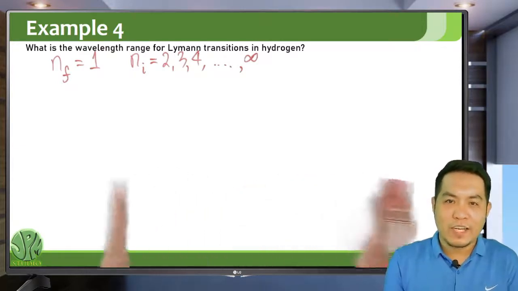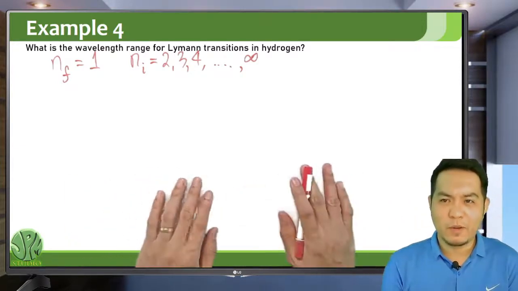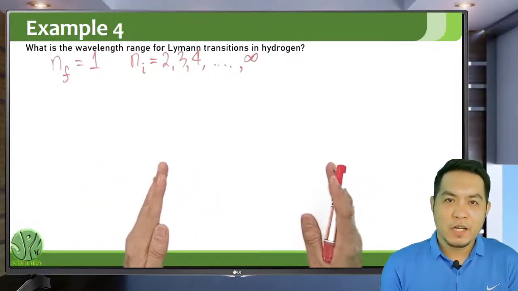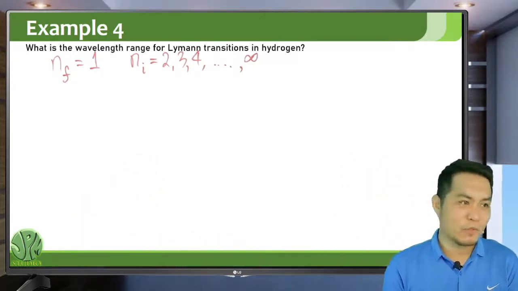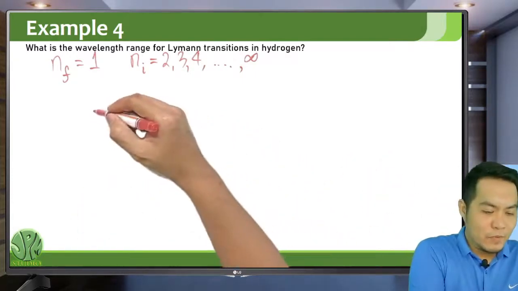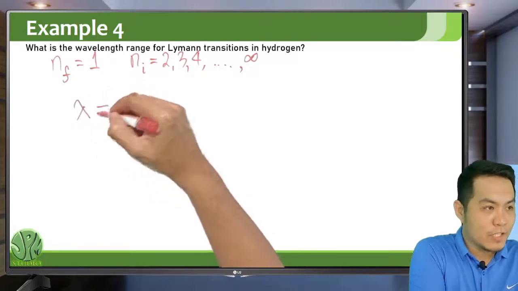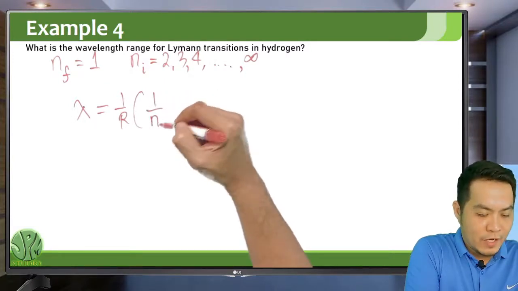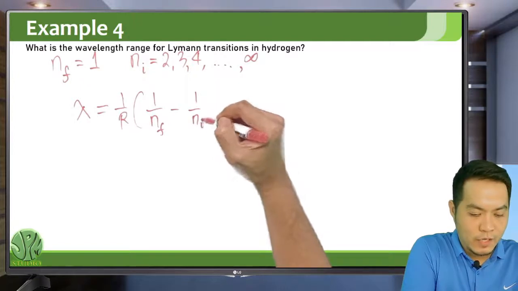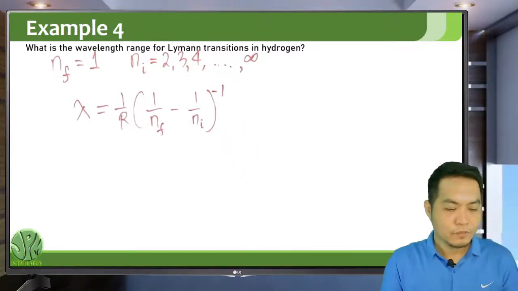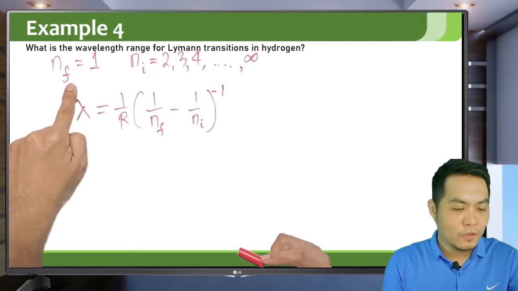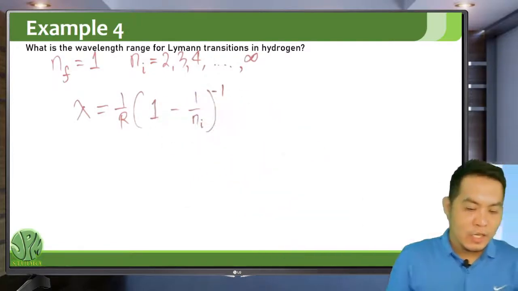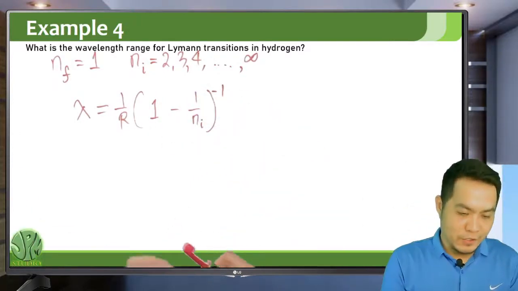So we need to find the range. Actually, we already know in which part of the spectrum the Lyman transitions are, in the UV range, but we need to verify that. From the Rydberg formula, lambda is 1 over R times 1 over nf squared minus 1 over ni squared, all inverse. Since the final value of n is always 1, this is just equal to 1, and we can now determine the range.